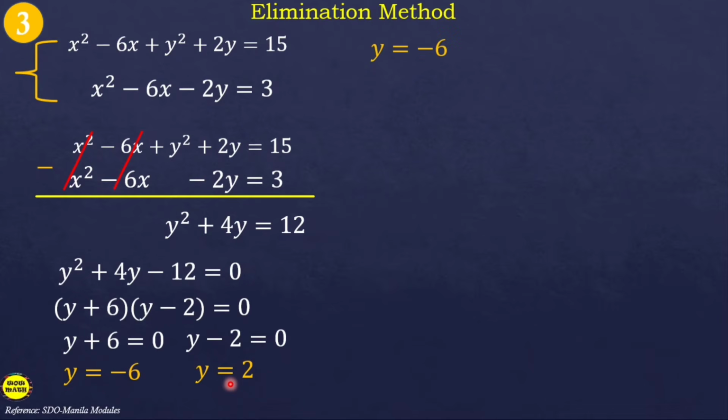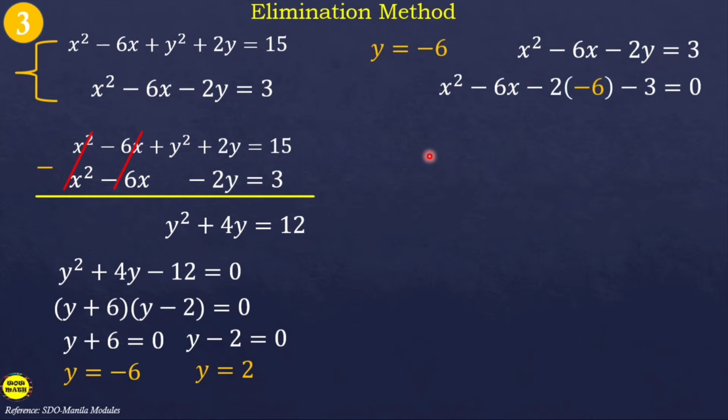Next. So, substitute natin yung dalawang value ng y natin dito sa equation natin. Alin man sa dalawa, pwede sa unang equation or pwede sa pangalawa. So, dito sa video na to, ang gagamitin ko ay yung pangalawang equation. So, isa-substitute natin yung value ng y, which is negative 6, sa equation na to. So, x squared minus 6x minus 2. Okay, so yung y papalitan ng negative 6.